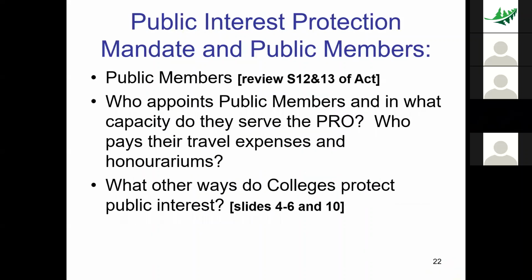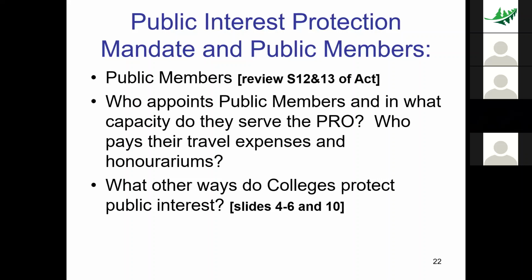Again, primary mandate of the professions is to protect the public interest. So the government ensures this by the Minister of Alberta Labour appointing public members. Review that in sections 12 and 13 of the Act, and be familiar with what these public members are there to do and what their capacity is. The government of Alberta actually pays them, including their travel expenses, not the college. We stay out of it. So it's a third hand: they get appointed by the Minister of Alberta Labour, and they're paid by the government of Alberta to attend meetings and represent the public interests.